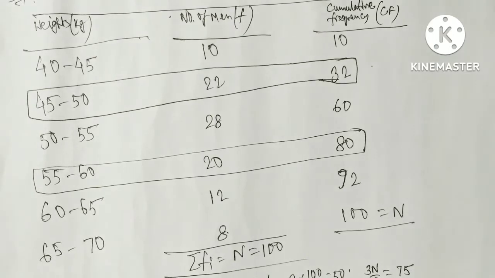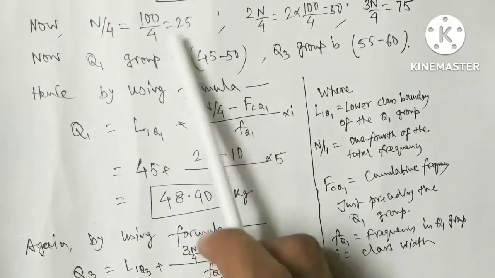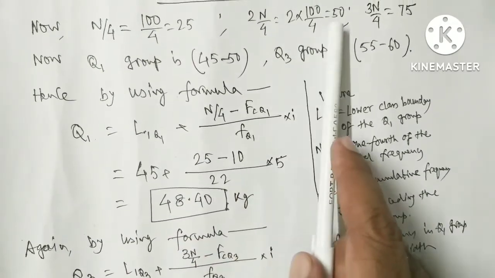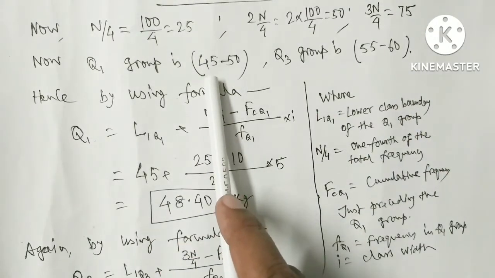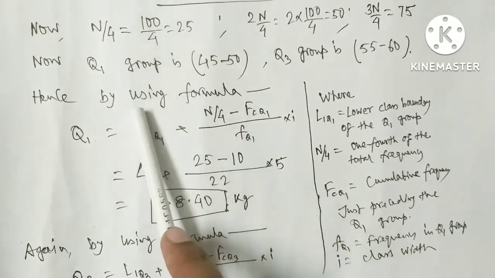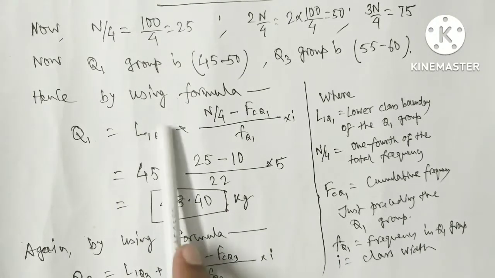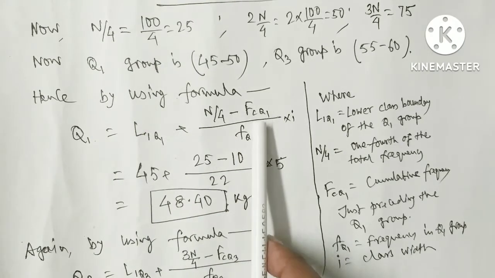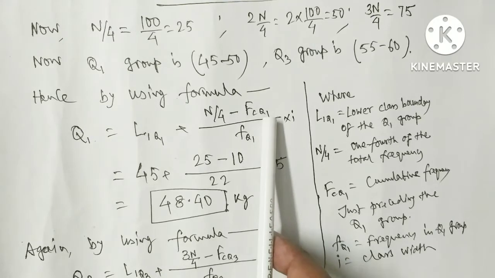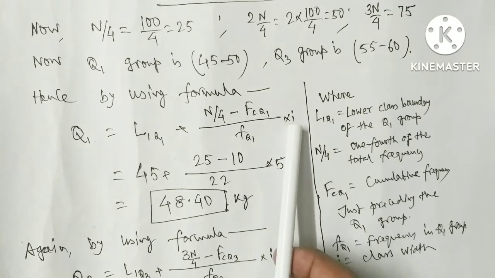To find quartile 1 and quartile 3, we get n by 4 equals 25, 2n by 4 equals 50 and 3n by 4 equals 75. For the quartile 1 group, we get 45 to 50. By using the formula, Q1 equals L1 plus (n by 4 minus FC) by F times i, where L1 is the lower class boundary of the quartile 1 group, n by 4 is one-fourth of the total frequency, FC is the cumulative frequency just preceding the quartile 1 group, F is the frequency in the quartile 1 group, and i is the class width.